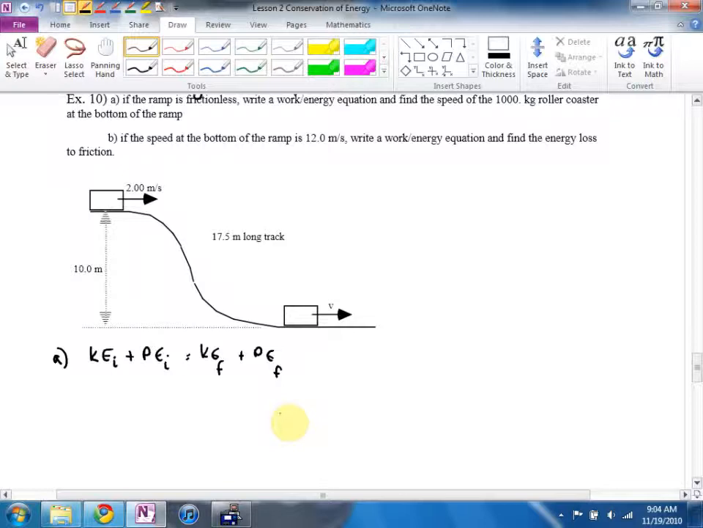Are any of these zero? This time, kinetic energy initial? Nope, I guess it has some speed coming over that top hill first. Okay. So, I think we're going to get this. 1/2 m v initial squared plus m g h initial equals 1/2 m v final squared.